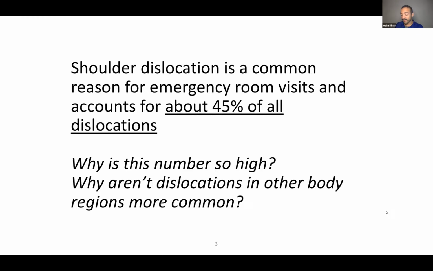Related to this idea is that shoulder dislocation is common. It's a very common reason to go to the ER. In terms of dislocations, it accounts for 45%. It's a very high percentage for all dislocations. Why is this number so high specifically for shoulder dislocation? Why is it, say, a hip dislocation more common? It's definitely possible to get a hip dislocation, but why isn't it more common?